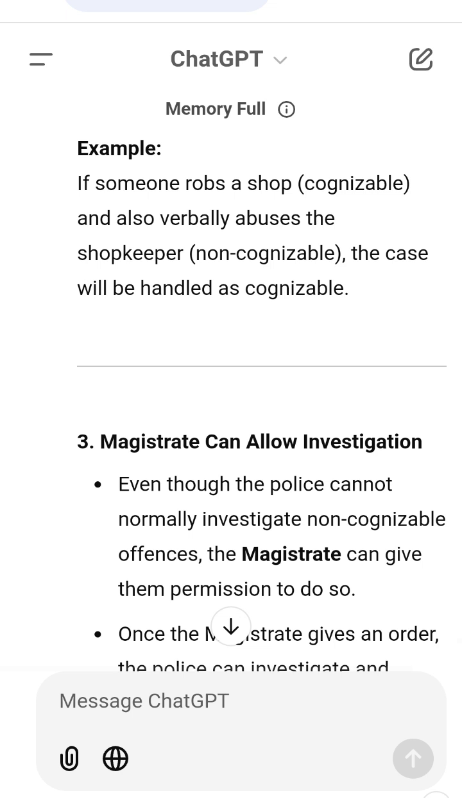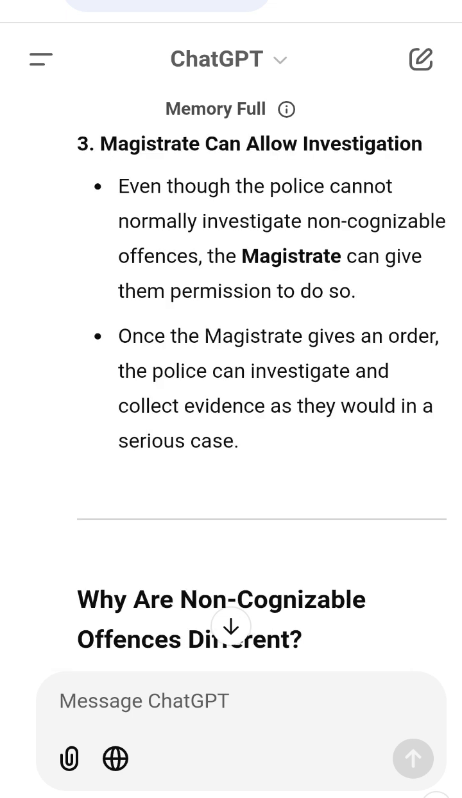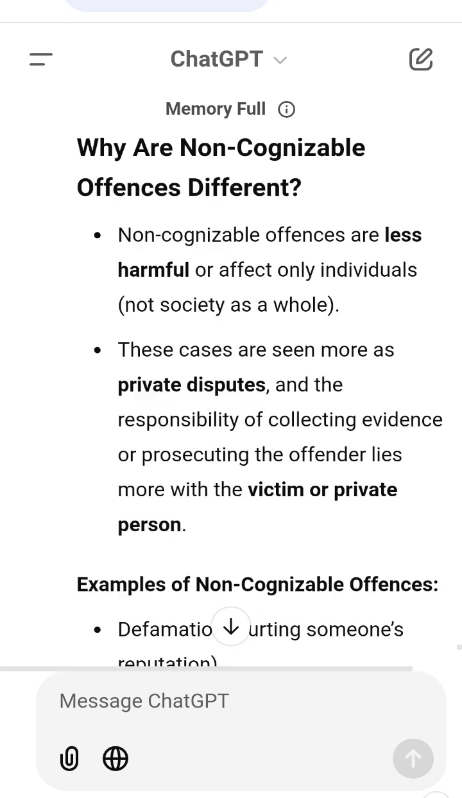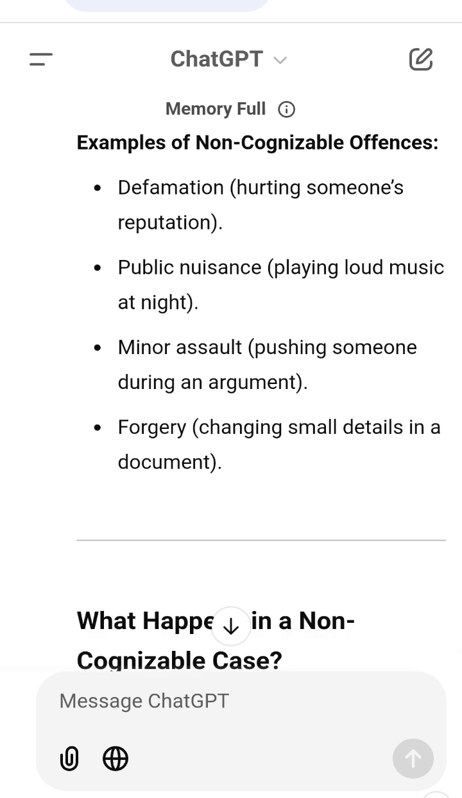Why does this system exist? It prevents police from misusing their power in minor cases. It ensures that less serious offences are handled carefully and fairly. It gives the victim a chance to approach the magistrate if they feel strongly about the offence.